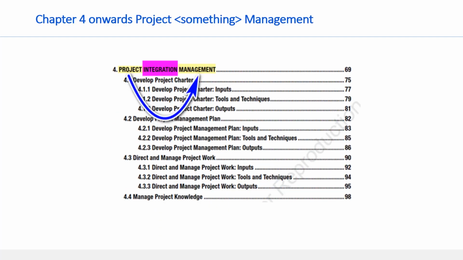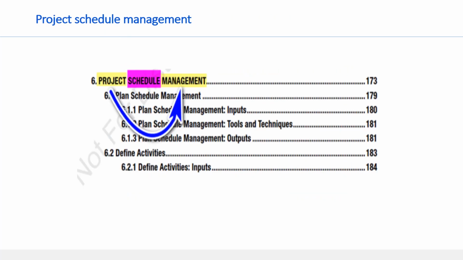Now let's go to the next page. If you're using hard copy, I'm referring to page number 3 marked in Roman letter. If you're using soft copy, then I'm referring to page number 10. It's chapter 4. Look at the title. As you could see, it's project, then something management. Here, chapter 4 is project integration management. Let's go to the next page. Chapter 5 is project scope management. Chapter 6, project schedule management, and so on.